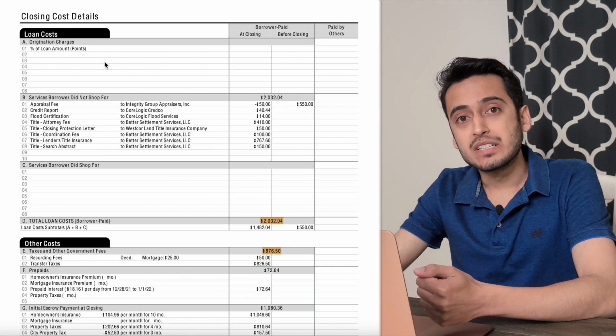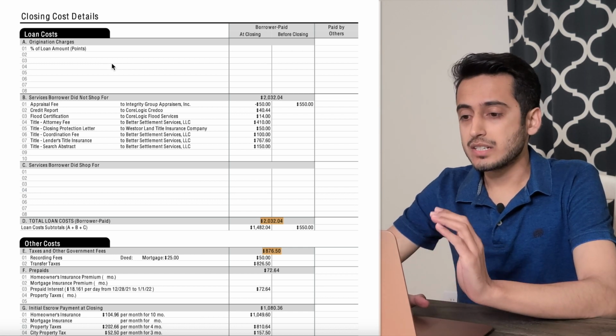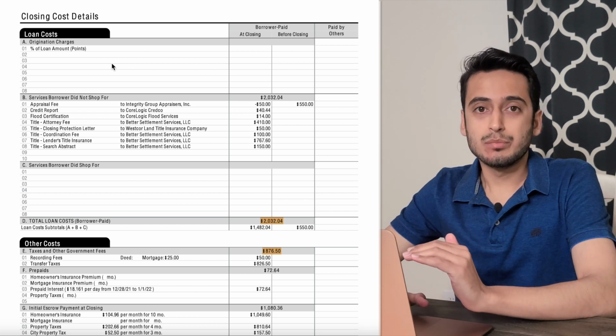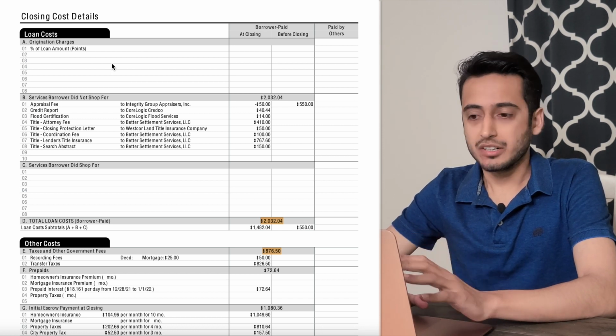So that also might make sense for you. So all I'm saying is, just analyze this point, do your math, don't get lured into a lower interest rate by paying ridiculously high points. I would never recommend that to you.